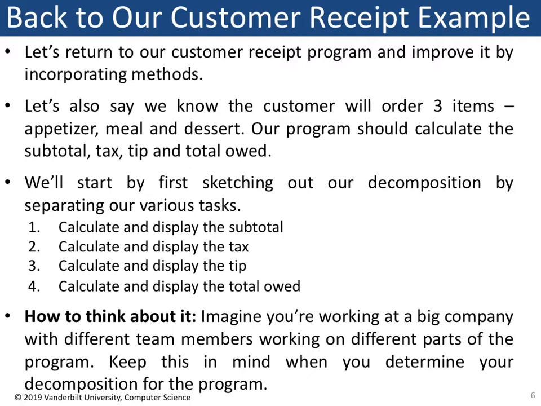So if we had 4 people involved with writing this program, then we might tell the first person to write a program which calculates the subtotal and displays it, the second to calculate and display the tax, the third to calculate and display the tip, and finally someone to calculate and display the total. Now, the steps are going to have to be interlocked because the person who calculates the subtotal is going to have to give information to the tax and the tip, and the person who calculates the total owed is going to have to get information from all 3 previous individuals.